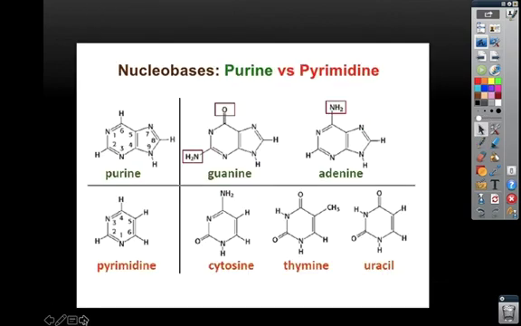Now on this next slide, it just kind of shows you the different shapes of the purines and the pyrimidines. Now you might notice something. I only mentioned 4 bases previously when I was talking about DNA. This 5th base here, uracil, is found only in RNA, so that's why I didn't mention it earlier. And we'll talk more about uracil as we get into RNA later.